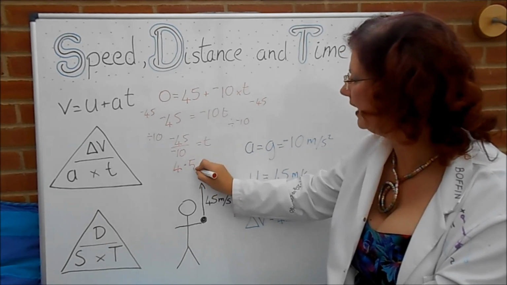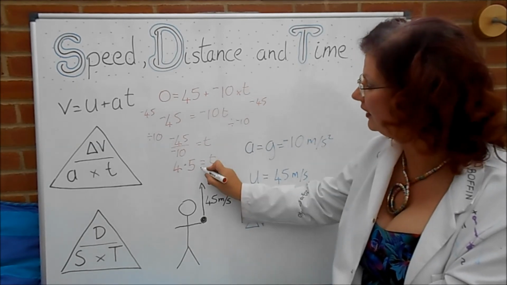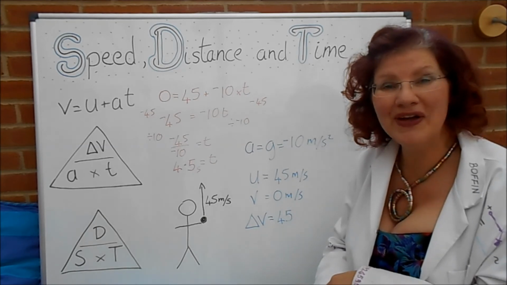Need to get some new pens, don't I? 4.5, and that's seconds again. So whichever way you did it, you should end up with 4.5.